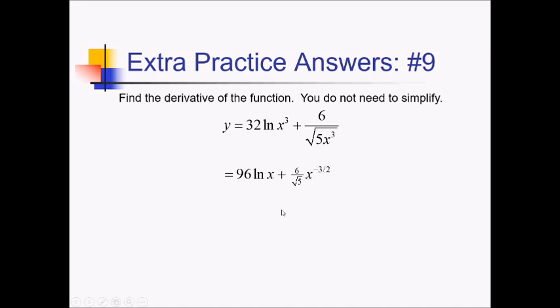And now I'm going to go ahead and take the derivative of all this. So going left to right, 96 ln of x, we can make that derivative 96 over x, 96 times 1 over x. And for this next one, this is basically just the power rule. So we've got negative 3/2 times 6 over radical 5. Well, the 2 and the 6 can cancel to give you a 3 up there. So this is really negative 9 over radical 5 times x to the negative 5/2. And that should do it.